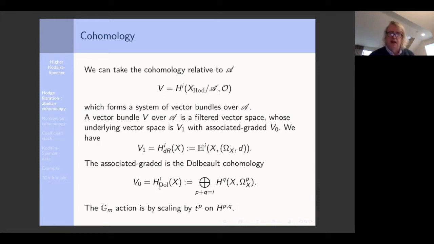So the cohomology of that classifying stack is going to be the direct sum of H^q of X, Omega^p_X. That's basically Koszul duality, right? Because the tangent bundle is Spec of a symmetric algebra, and the cohomology is going to be Spec of the exterior algebra. Okay, and the G_m action is by scaling by t to the p on H^{p,q}, H^{p,q} being this thing. Okay.